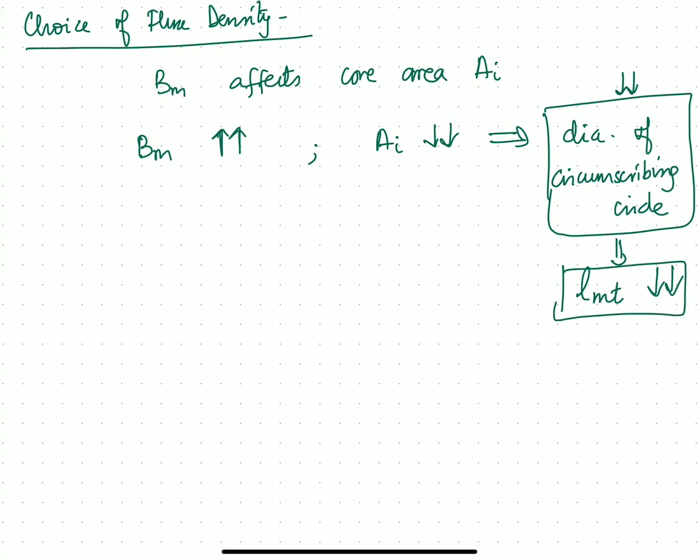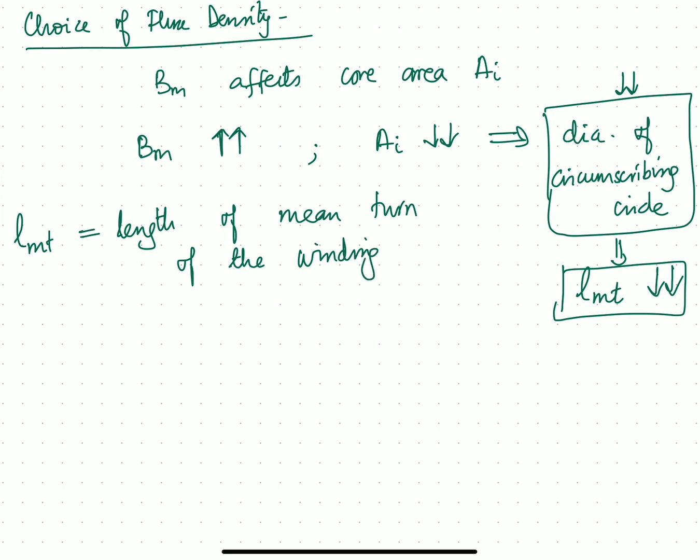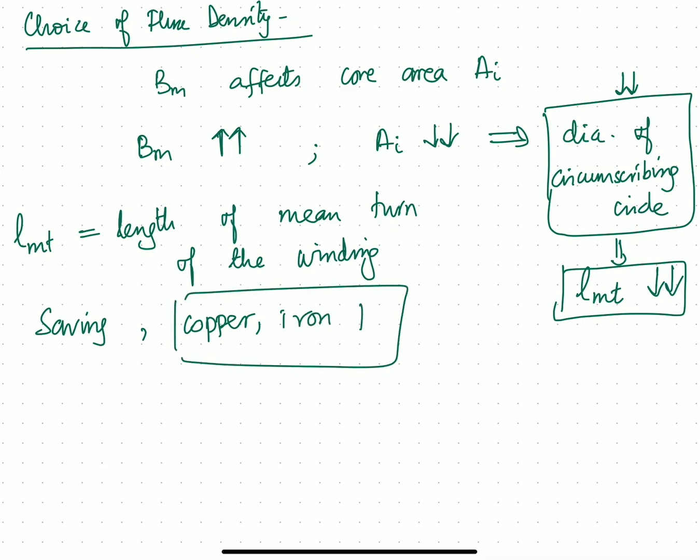So if the mean length of the mean turn of the winding, LMT, length of mean turn of the winding, gets reduced, what will happen as a result? There will be saving in terms of copper. Lesser copper will be used and lesser iron will be used, right?